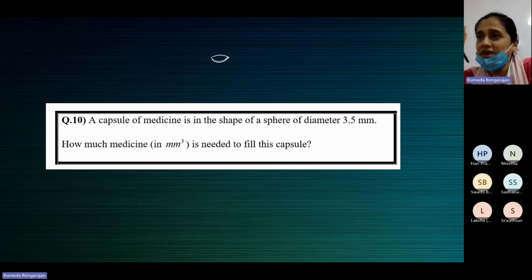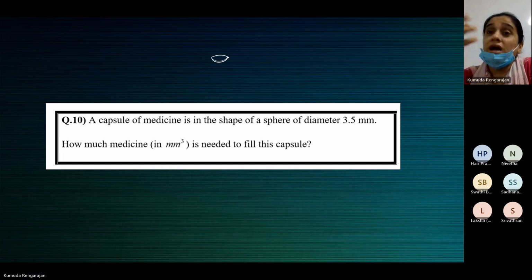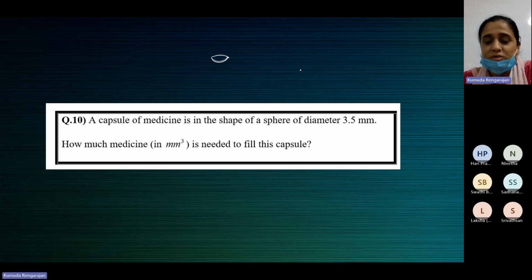Okay. If you've seen, they are kind of a pillow kind of thing. Otherwise, capsules which are filled with the powder or some granules, it's like this. Now, this capsule is in the shape of a sphere, like this.